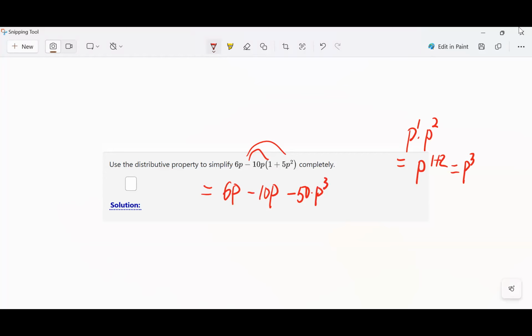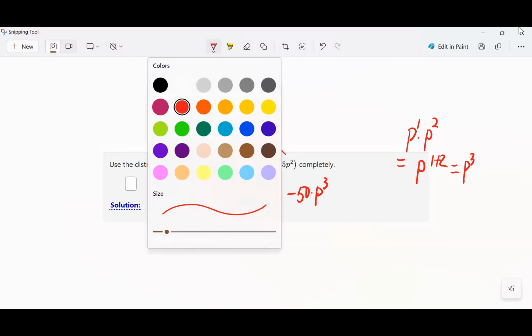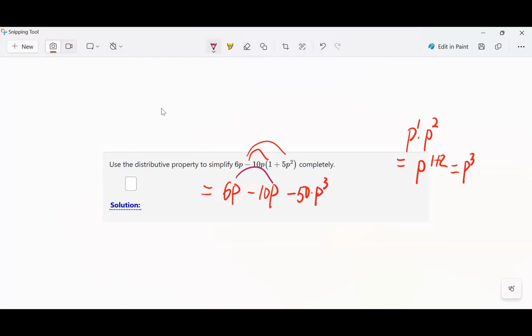Now there's a couple like terms, right? So you're gonna combine that. These two are like terms. Combine them: 6 minus 10, smaller number minus bigger number, negative 4, right? And minus 50p cubed. Okay, and that's the correct answer.